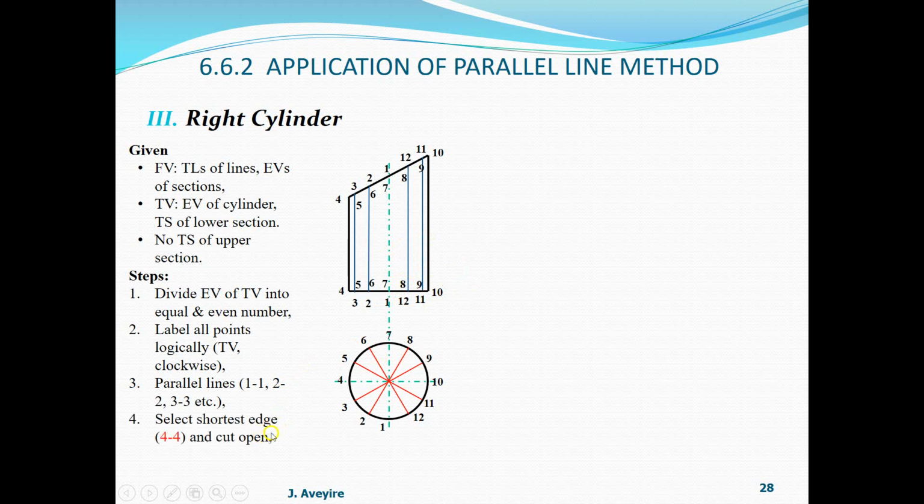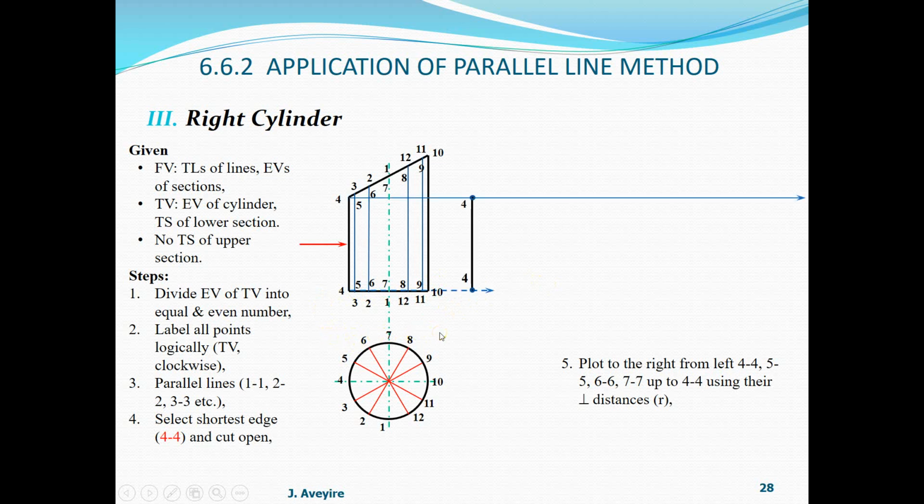Now the shortest edge or the shortest line here is line 4, 4. So we will cut open line 4, 4 and open that way. So I will move from here, when moving in that direction, is 4, 5, 6, 7, 8, 9, 10, 11, 12, 1, 2, 3, back to 4. And therefore, open along that line, projecting to the right from 4, 4 to 5, 5 to 6, 6, etc. So we start making use of the perpendicular distance. So first is 4, 4.